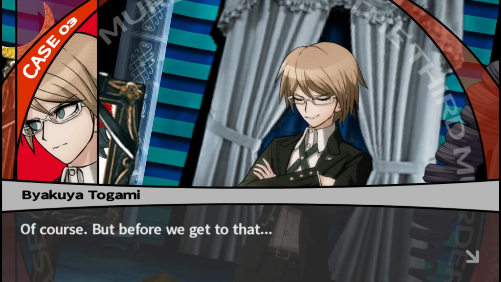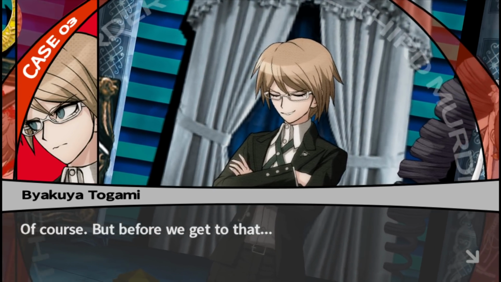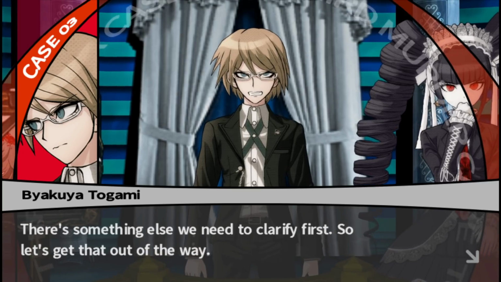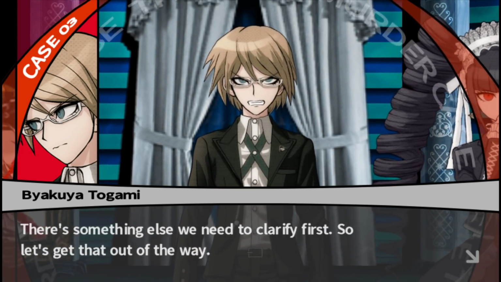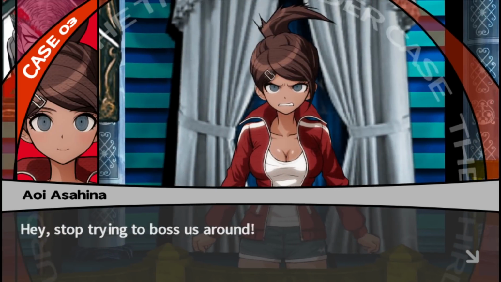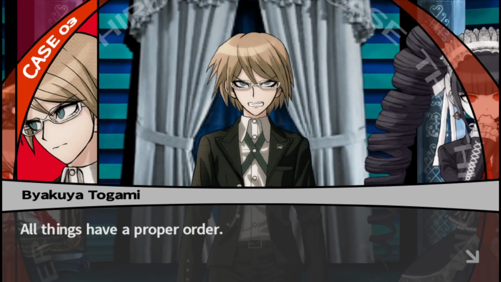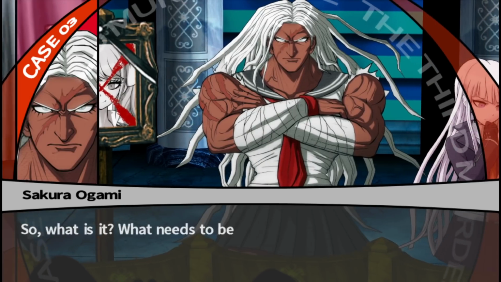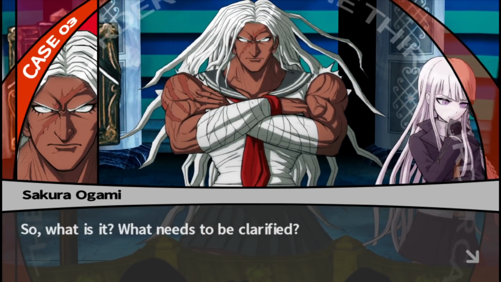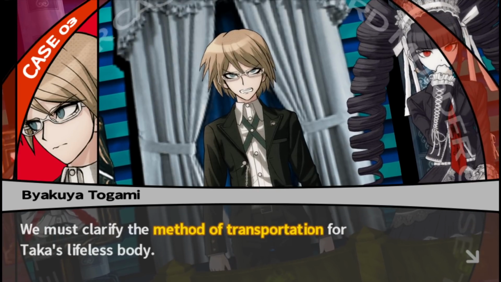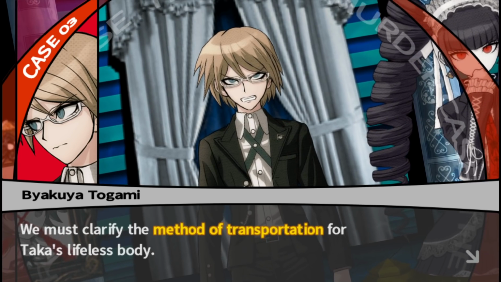Of course. But before we get to that, there's something else we need to clarify first. So let's get that out of the way. Hey, stop trying to boss us around. It's what he does. Things have a proper order. So what is it? What needs to be clarified? We must clarify the method of transportation for Taka's lifeless body.